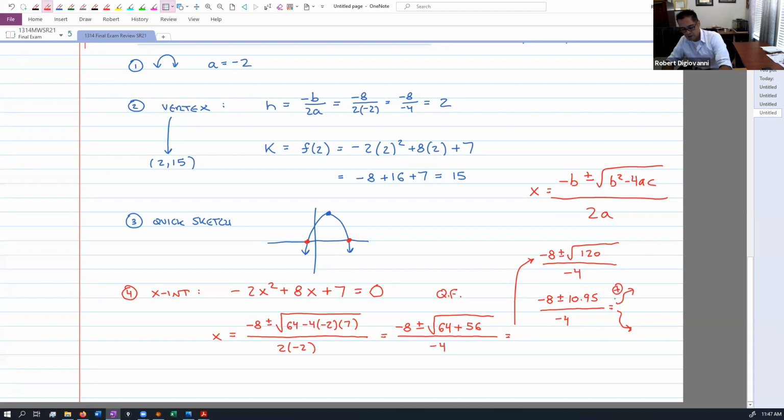And now at this point, I do two different cases. I do the plus and I do the minus. So this part I'm just going to do on my calculator. -8 plus 10.95, then divide that by -4. You should get -0.74, and then -8 minus 10.95, divide that by -4, I get 4.74. Those are my two X-intercepts.